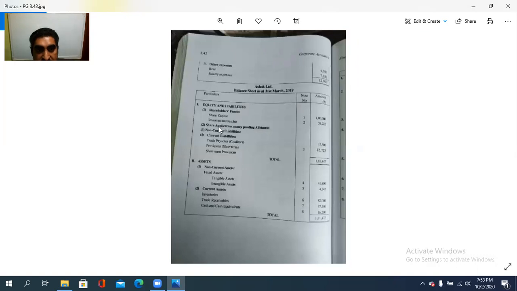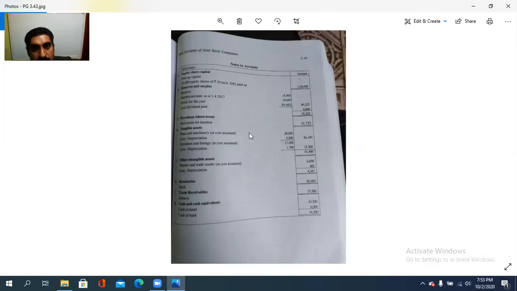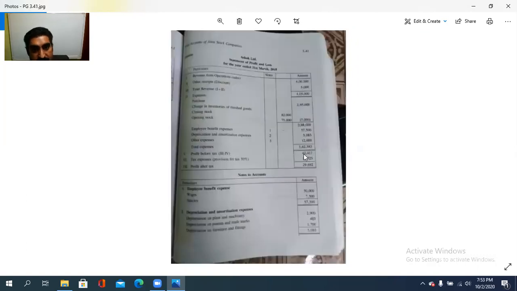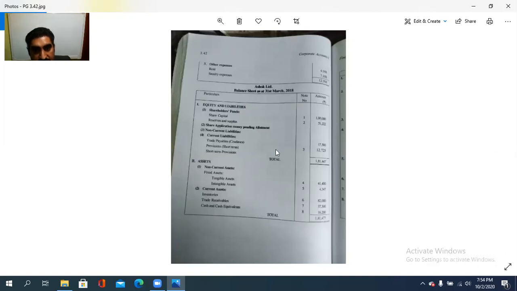See, then share application money pending allotment, there is no item. Then non-current liability, nothing is there. Current liability, under that trade creditors or trade payables, that is creditors is there. No more item there. 17,500. Provision, short-term provision, how is it to be? We are checking provision for taxation. We already calculated it in the statement of profit and loss, isn't it? 12,725. That is provision for taxation. We put it there, short-term provision, that is taxation provision 12,725. Then take the total as 181,447.